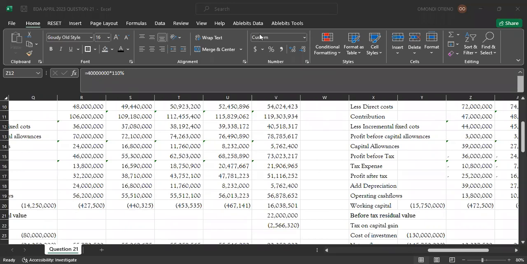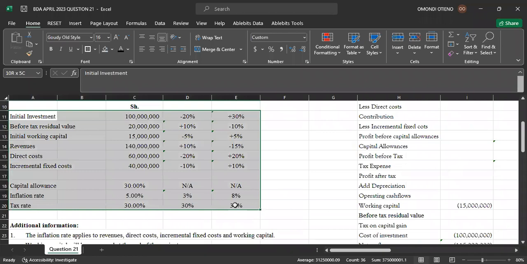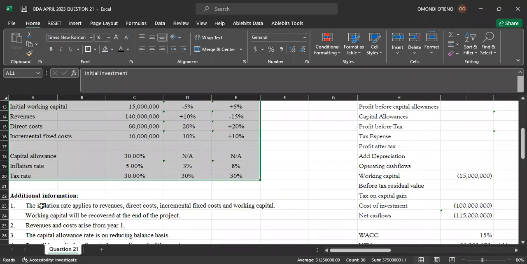If you paste, you just copy and paste like that with the formulas. You don't paste values. Now we've worked out all the items that are given up here. What we are going to do now is come to additional information.